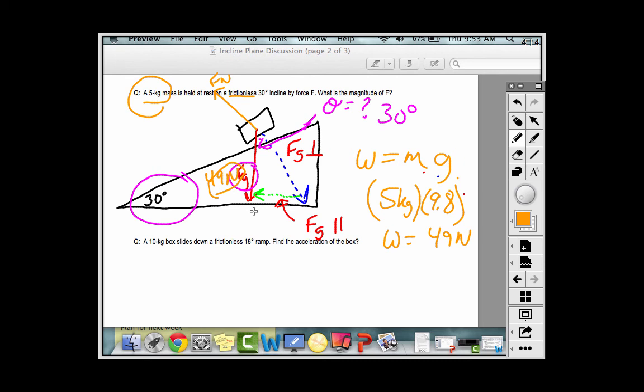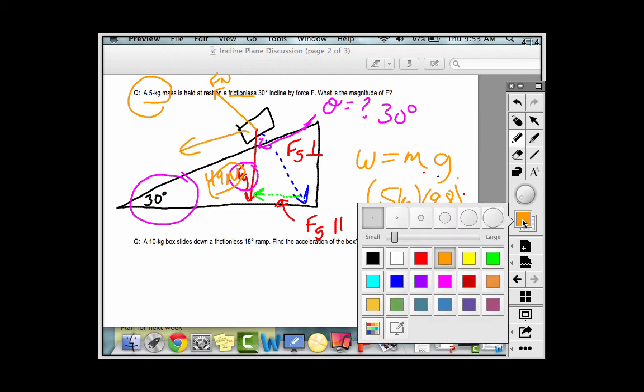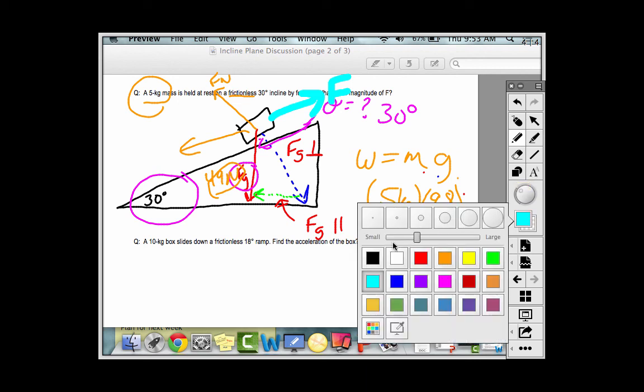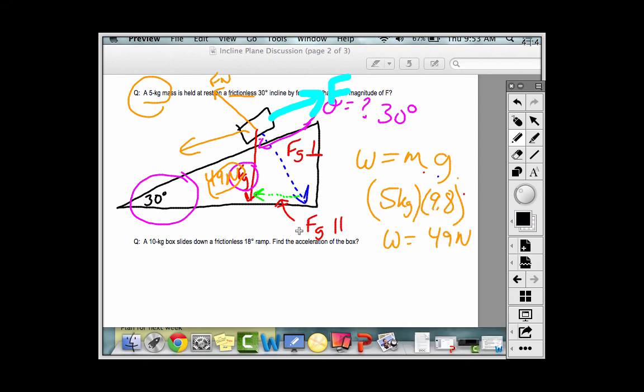Now, if you think about this using common sense, this box is probably going to want to go this way, right? It wants to slide down the plane. But they're telling us that some mystery force is holding it in this direction. Some mystery force is holding this box in equilibrium, so it can't move. Which of these forces, force of gravity parallel or force of gravity perpendicular, would be responsible for causing the box to even want to accelerate to the left?